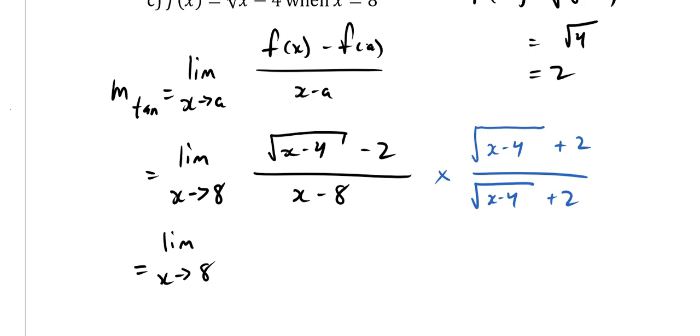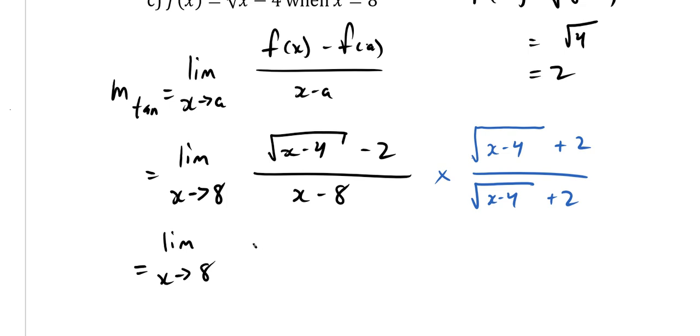But if you want to just watch, it's going to be the square root of x minus 4 times the square root of x minus 4, and then the square root of x minus 4 times 2, and then negative 2 times the square root of x minus 4, and then negative 2 times 2. Right? That's how it's going to work. We're actually doing the full distributive property on top here.